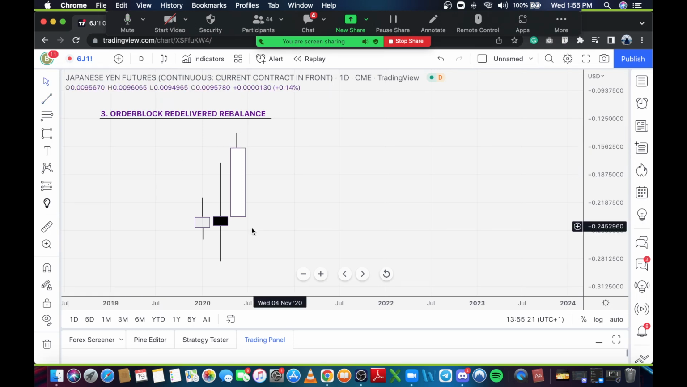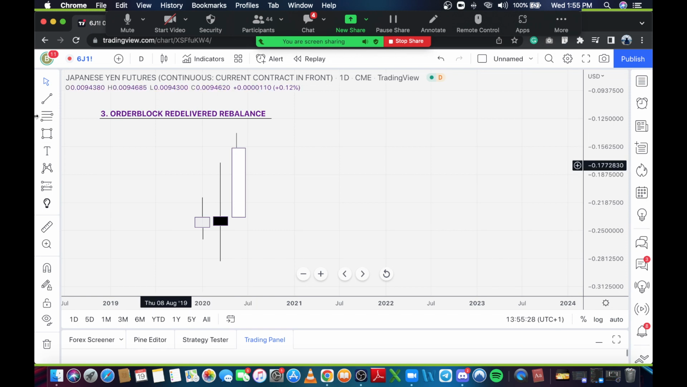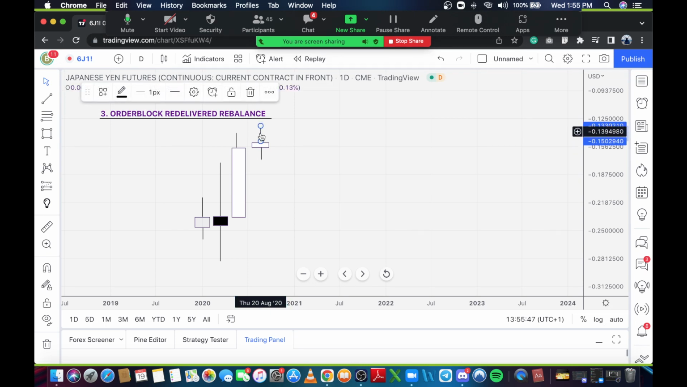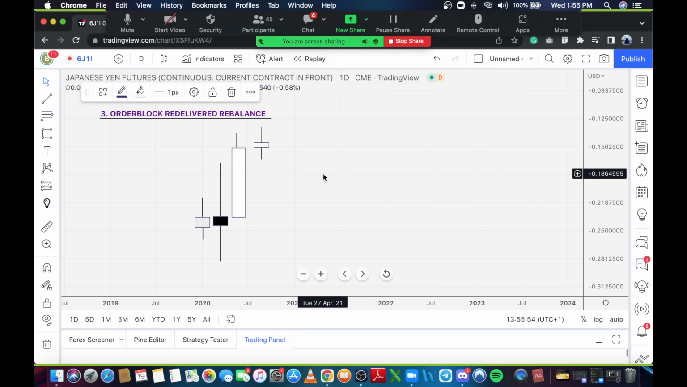It gaps up, but it's a bullish order block, and then what happens next is the next candle opens up, trades higher, closes back above, and then you have this. It has to be at the middle. All right, cool. So you have this as your redelivery balance.